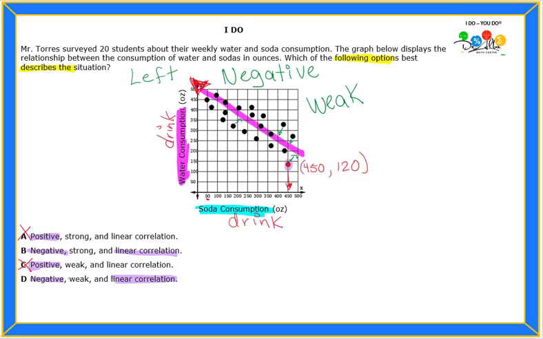Therefore, I am going to go with letter D. Very good. So that will be my answer, because it is negative, it is linear, but it's more like a weak correlation. So that's our answer.